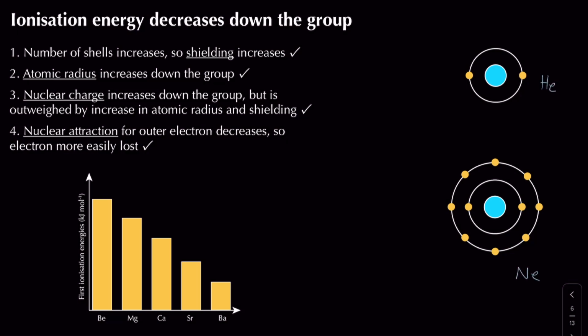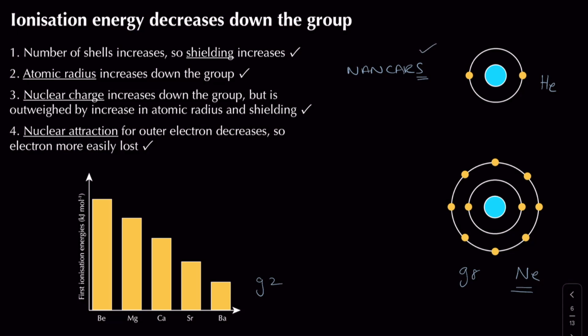If we look at these two in terms of NANCARs, this is how we need to think about it. Starting off with shielding, we know neon is going to have a greater number of shells. So going down the group, the number of shells increases. This is group 8 that I'm drawing over here, but we've got group 2 as well, same trend. Going down any group whatsoever, the number of shells increases, so shielding increases. That's our first point done.